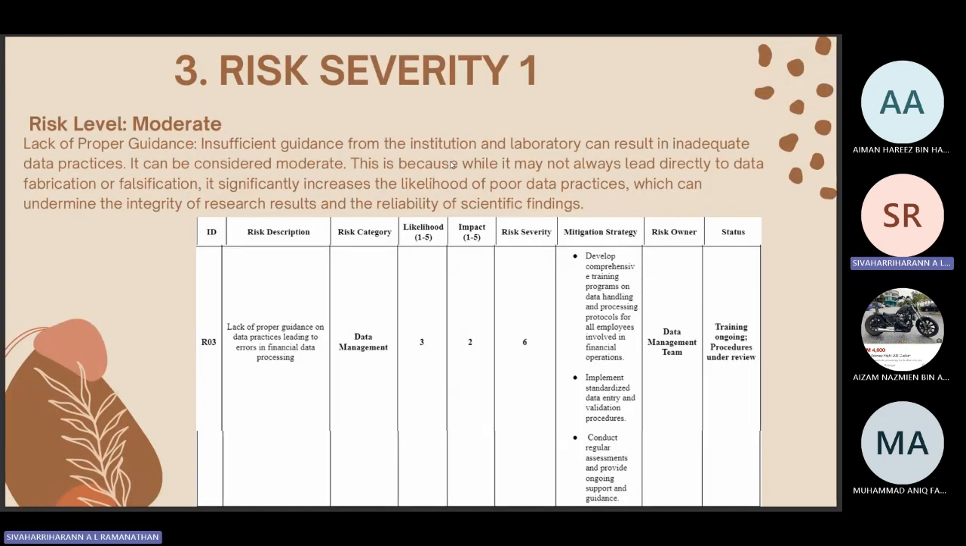So for the third is vulnerability, which is moderate. The lack of proper guidance, which is errors in financial data processing, can arise from improper data practices. So the mitigation involves comprehensive training programs, standardized data entry procedures, and also regular assessments. So the risk category is data management, likelihood is 3, impact is 2, risk severity is 6, risk owner is the data management team. So the status is training ongoing.